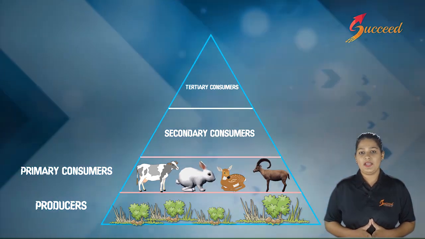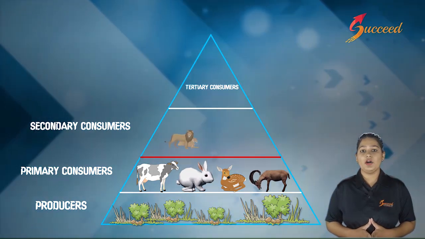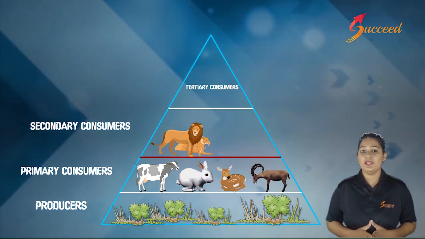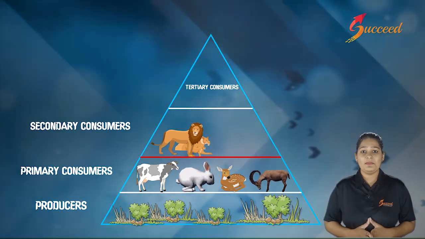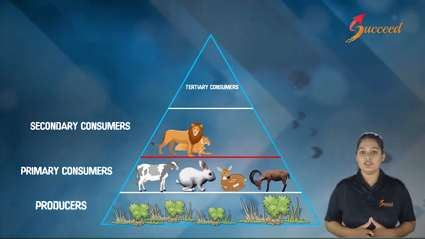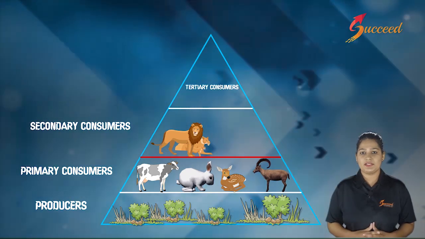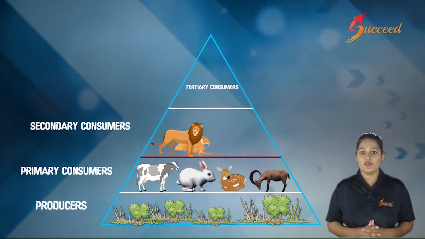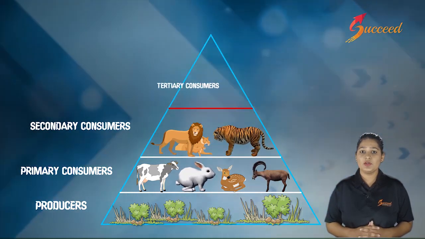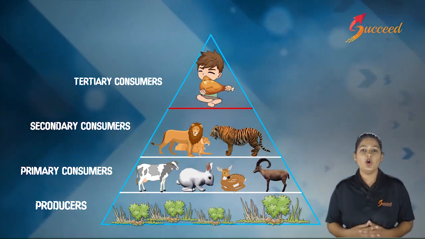Let's come to secondary consumers. What are these? They eat or depend on the primary consumers. They do not depend on producers, they depend on primary consumers. So they can be either carnivores or omnivores. Now what are carnivores and omnivores? Carnivores, the organisms who eat other animals, are called carnivores. For example, a tiger. Omnivores, the organisms who eat both plants as well as other animals, are called omnivores.